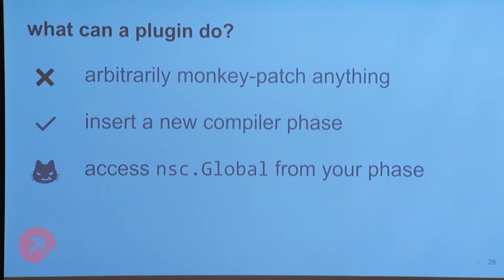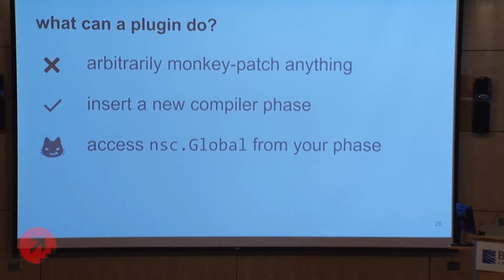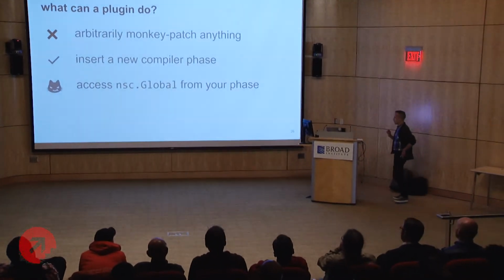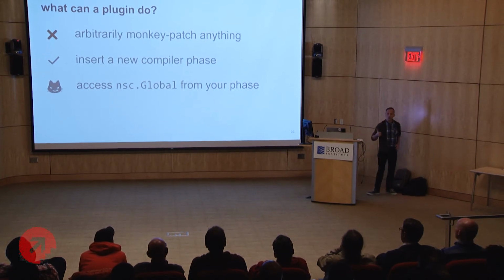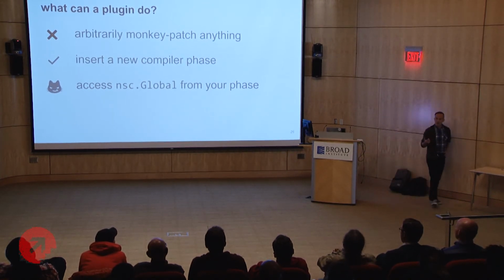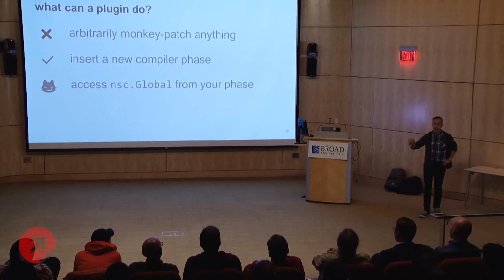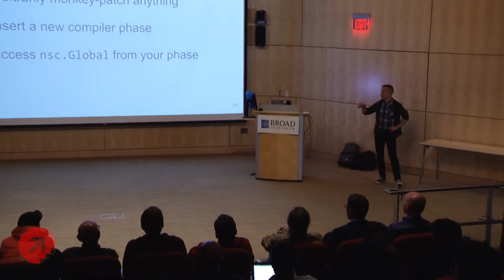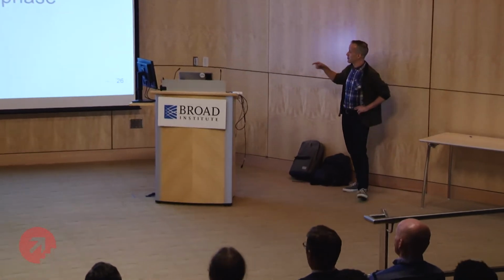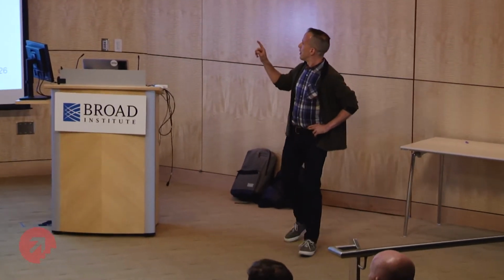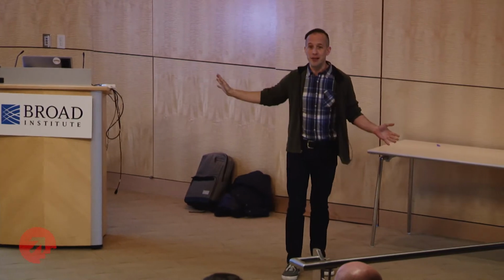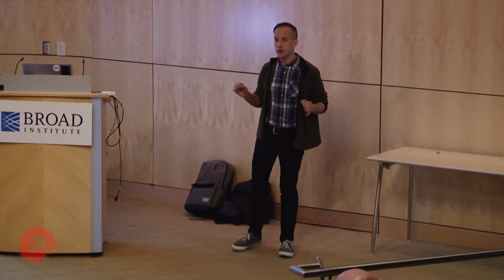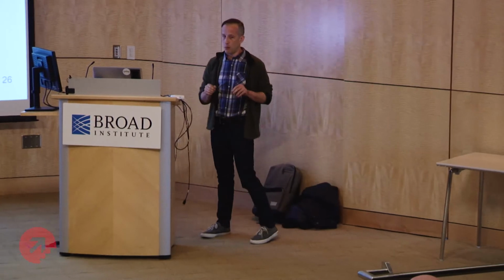The thing that you can do, like basically the only thing that you can do, is insert one or more new compiler phases, and those will run between the existing phases in the compiler. The good news, or the bad news, depending on your point of view, is that when you define that phase, it will have access to NSC global. NSC is new Scala compiler because it was new like 13 years ago. And from that, you have access to everything. You can do anything. So you're limited by when you can do something, but you're not limited at all by what you can do.